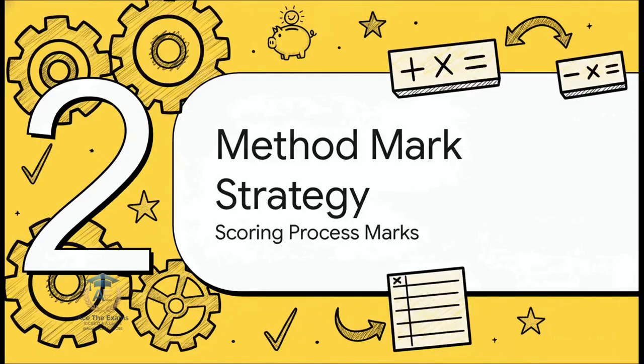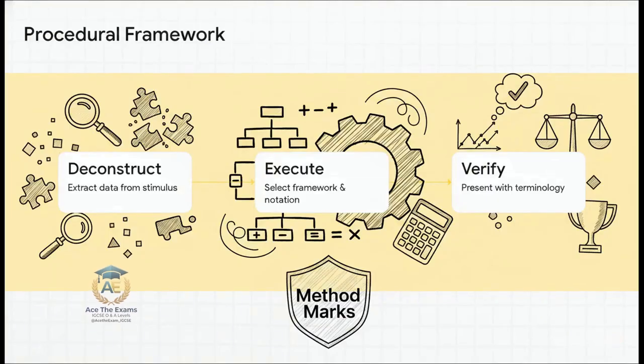Section 2. The method mark strategy. Okay, this is where we transition from high-level theory down to the real, gritty, practical mechanics of scoring points. Because in Cambridge accounting, the final answer, the final number at the bottom of the page, isn't the only thing that matters. In fact, sometimes it's not even the most important thing. So the crucial point is this standardized three-step sequence that you literally must execute every single time to guarantee you capture every single method mark.